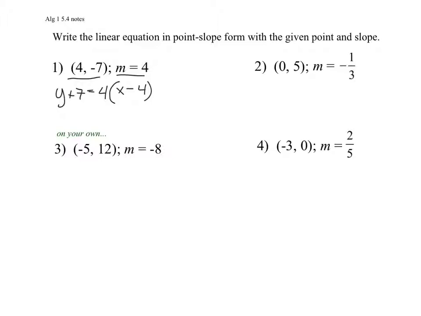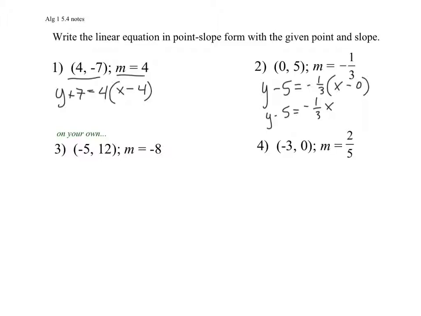We've got the point 0, 5, and m is equal to negative 1/3. So we've got y minus 5, and then we've got m, which is negative 1/3, times x minus 0. All right, and I'm going to actually simplify that because it might bother some of you that we've got a minus 0 there. We usually don't put something like that into an algebraic equation, but sometimes we do. So I'm going to say y minus 5 is equal to negative 1/3 x.